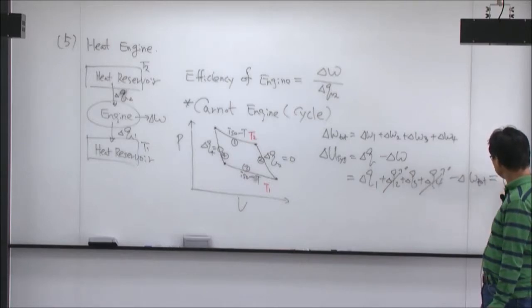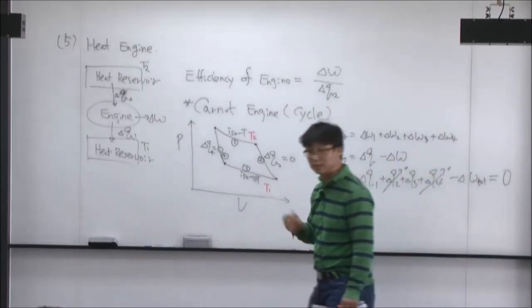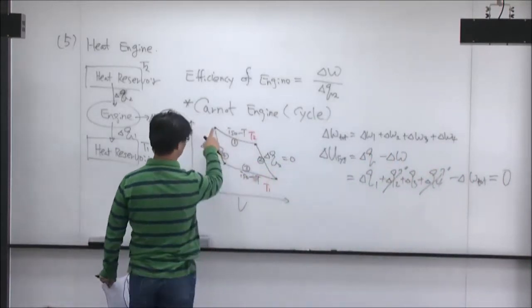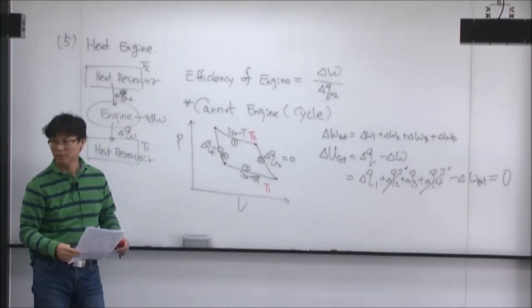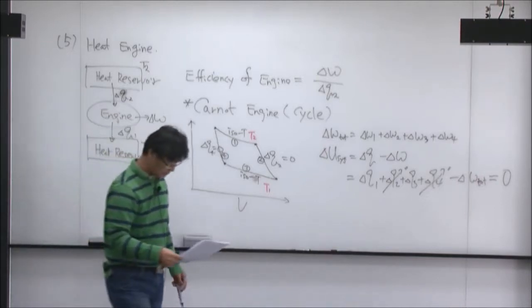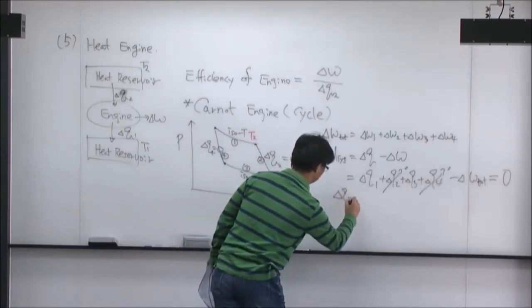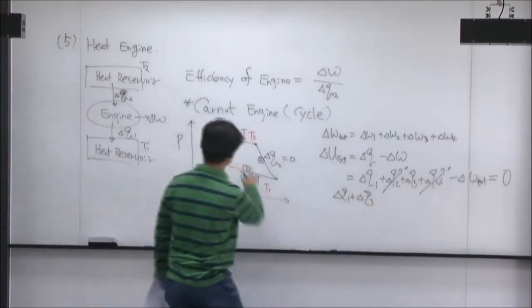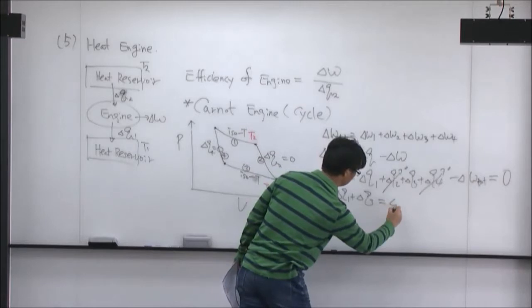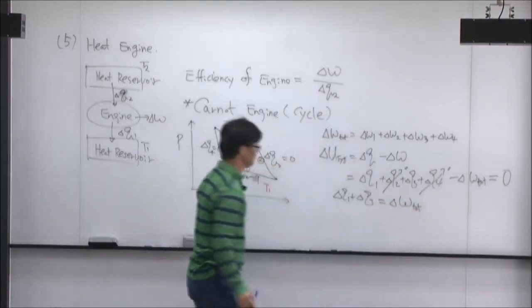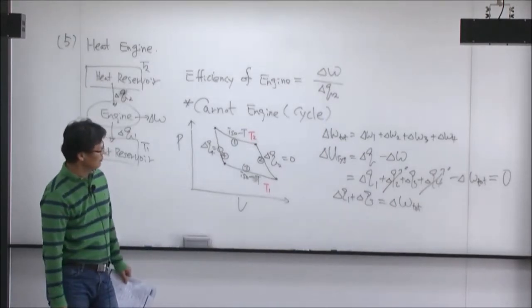And this becomes 0 because internal energy U is a state function. So we start from here and we come back exactly to the same position. Okay? So delta U should be 0. Is it good? So if you look at this one, delta Q1, delta Q3, which is happening during this isothermal expansion, equal to the same as total. Is it good?